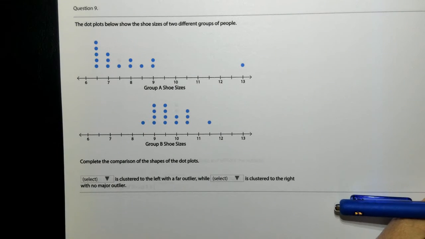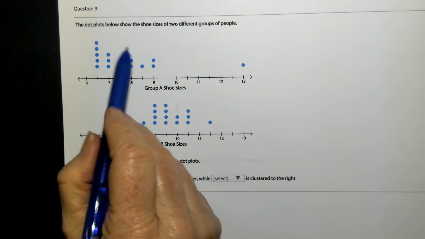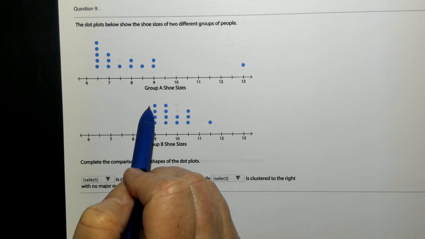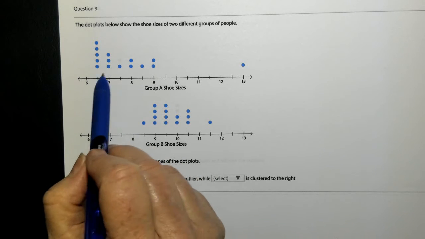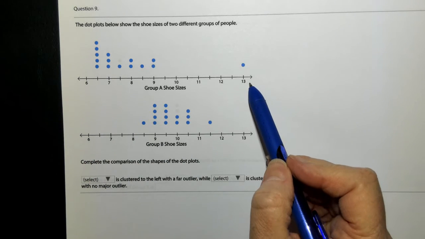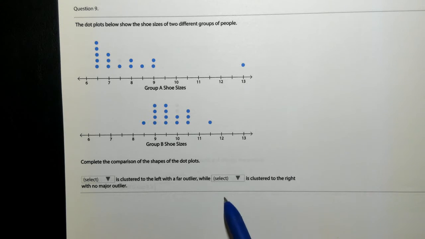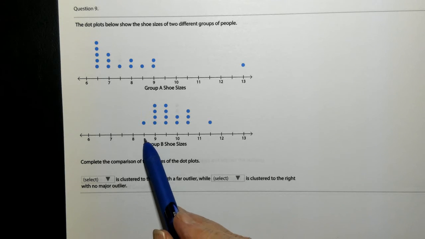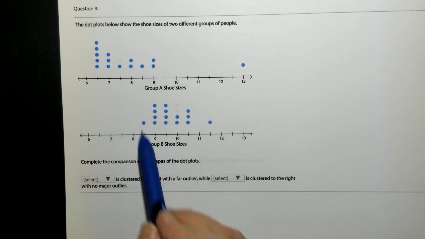So let's look at it. Here we have one where it's all clustered in Group A shoe sizes. It's all clustered down in the left, but it has this 1 outlier at 13. Whereas Group B is relatively clustered. There's nothing at 11, but in general it's clustered.